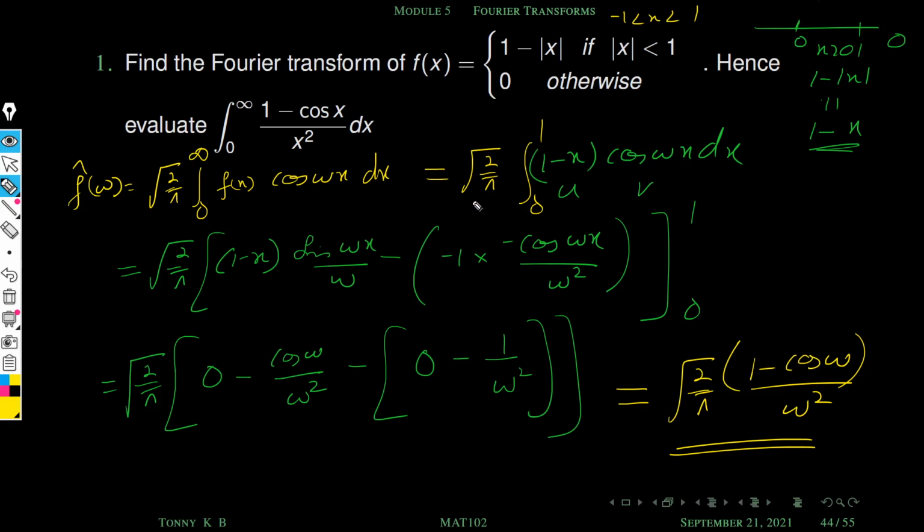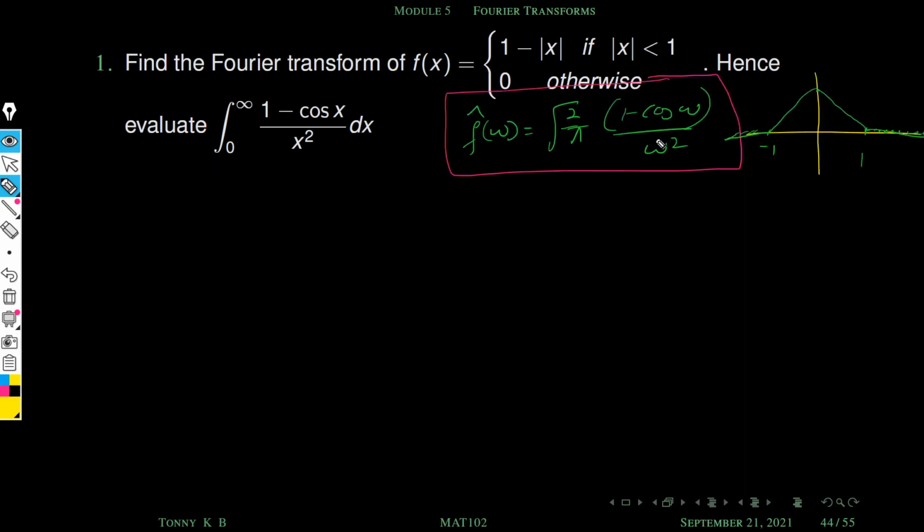Actually, we use a property. We evaluate the Fourier cosine transform. We know that the Fourier cosine transform and Fourier transform of an even function are the same. That's why we use this formula. Anyway, this is the Fourier transform. Next, we have to evaluate this integration. Okay, how to find this integration from this Fourier transform?